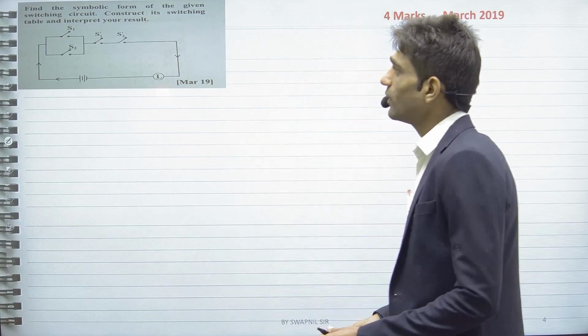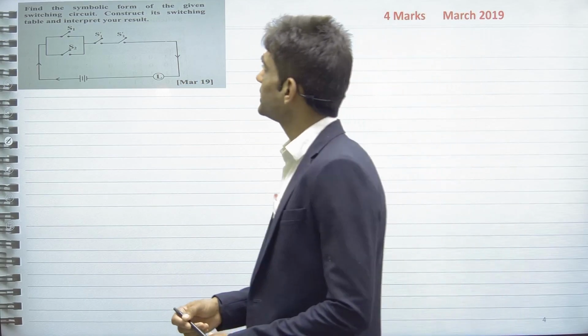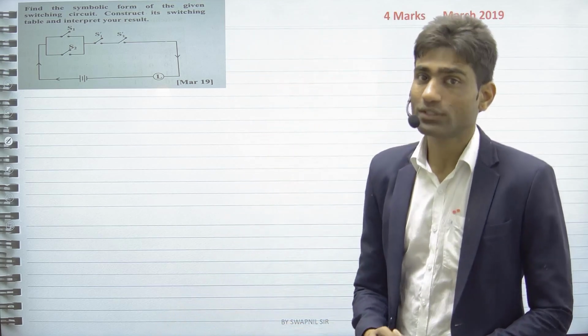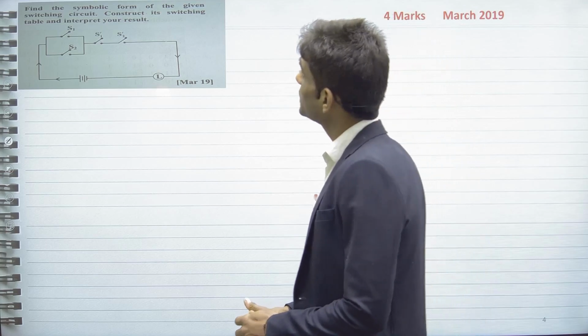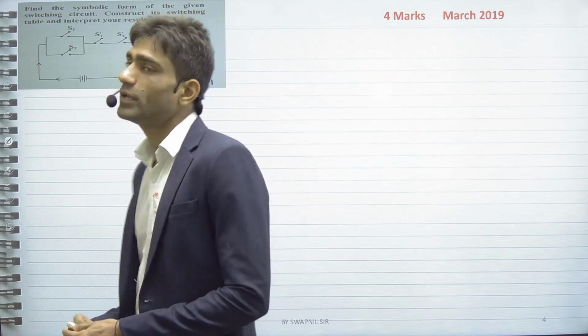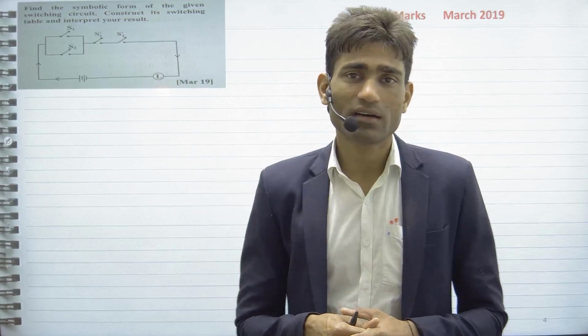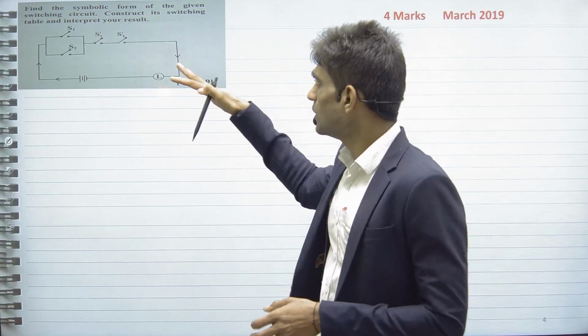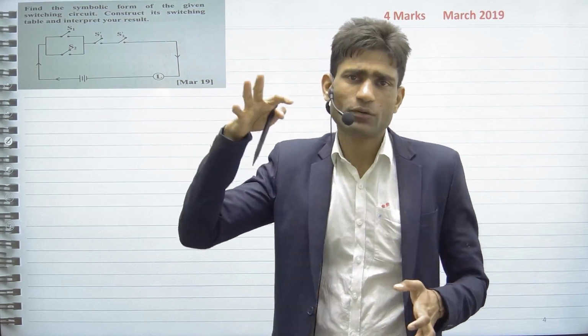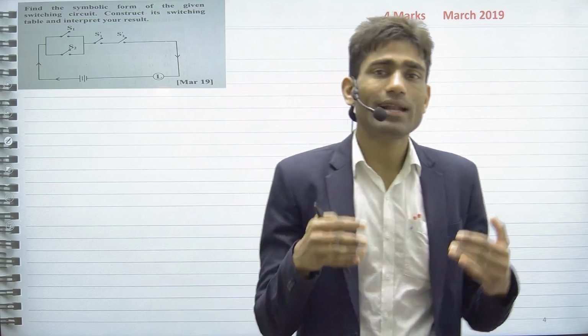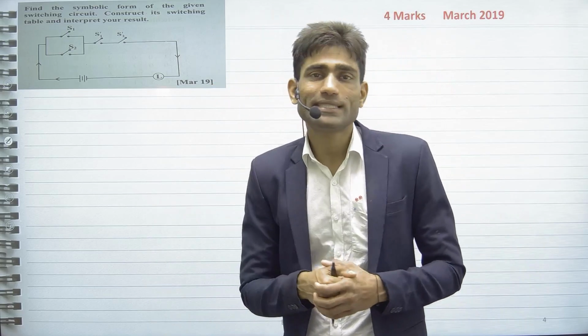In our next example, find the symbolic form of the given switching circuit. First of all we have to find the symbolic form, then construct the switching table and interpret your result. We have to convert that switching circuit first into symbolic form, and once we understand the symbolic form, then convert that symbolic form into the switching table.